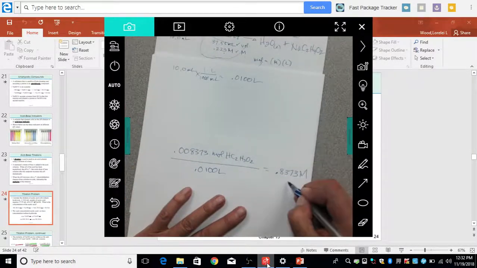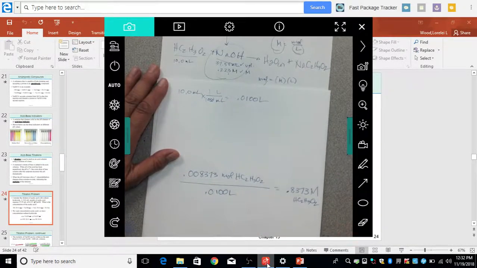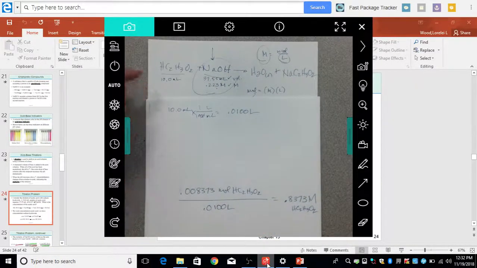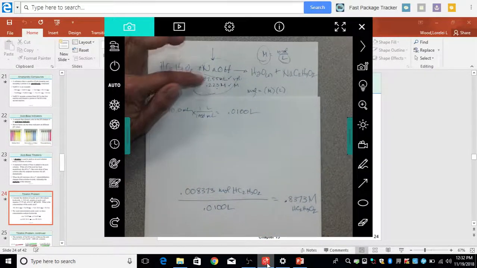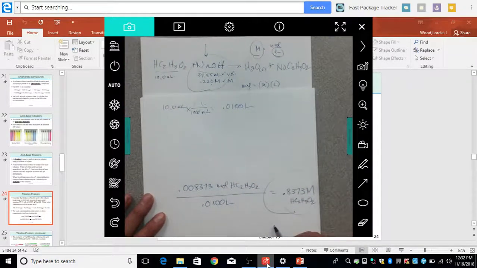Molarity of what substance? Acetic acid. Now let's look at sig figs. It looks like I'm limited probably to 3, based on there's 3 there, 4 and 3. So what should I change this value to? 837 molar.